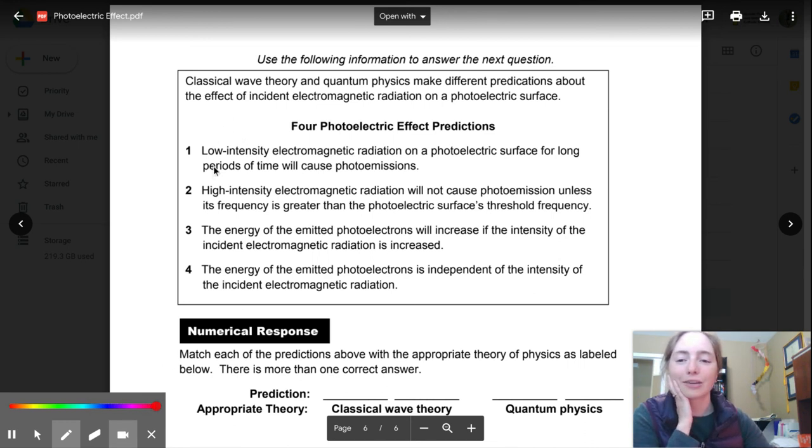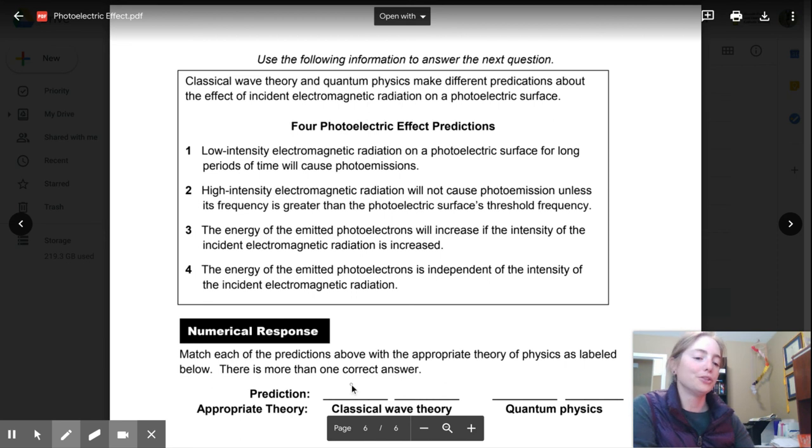Okay, so ladies and gentlemen, classical wave theory. What we're going to do for this one, there's several different methods you can go with for a numerical response. You can find the blanks and then read the pieces and put which one's in the blank, or read the pieces and then plonk them into the blanks as you go. For this question, because there's a lot of text and there's going to be a lot of thinking with each of them, I'm going to read them and then plonk them into the appropriate spots.